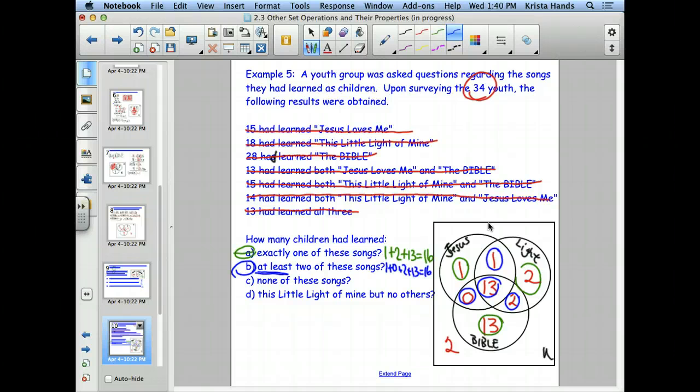How many have learned none of these songs? 2, that's the number here on the outside, right? And how many have learned This Little Light of Mine but no others? That's 2. Again, same answer, but for a different part of the picture from the outside, This Little Light of Mine. Did you guys see how to work with this kind of a diagram? How to use it? Okay, I think we have one more slide.